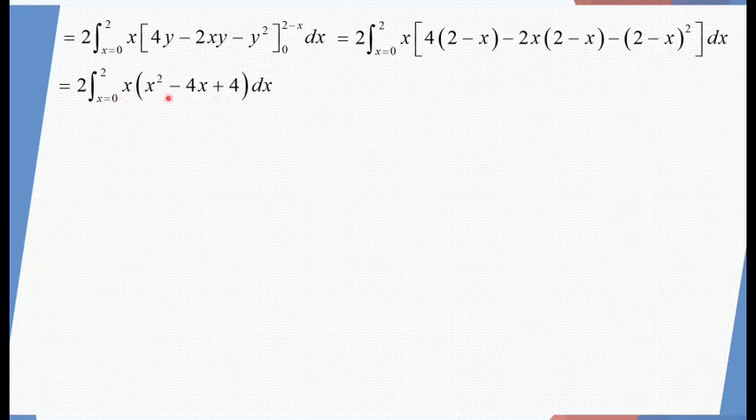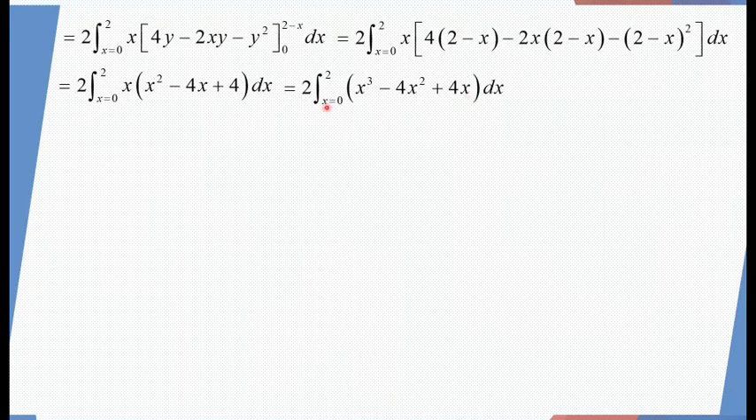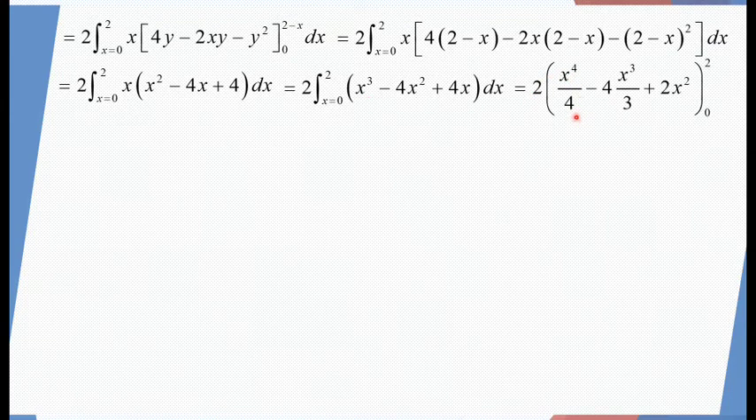So we can take x inside the bracket. On taking x inside, this x square will convert into x cube, this x will convert into x square, and this 4 will convert into 4x. Now we can integrate it directly. So the integral of x cube is x raised to power 4 by 4. Integral of x square is x cube by 3, and integral of x is x square by 2, and 2 is cancelled out by this particular 4, so only 2 remains.